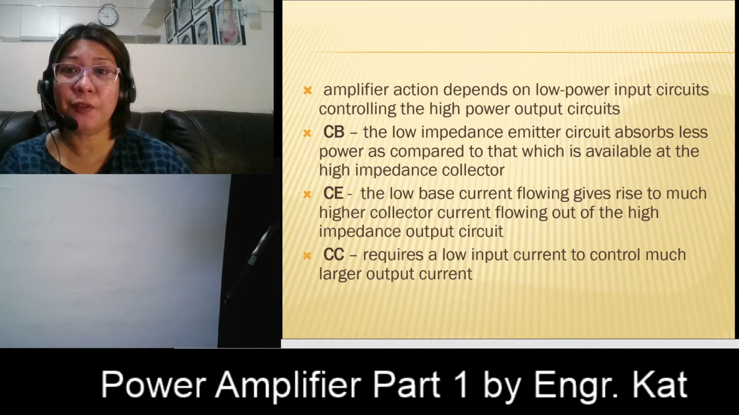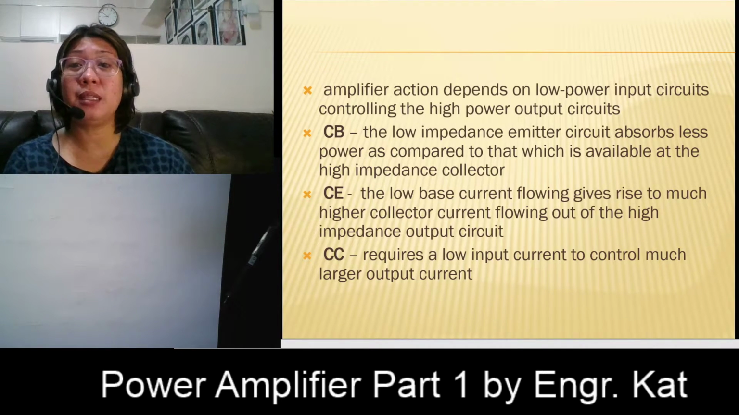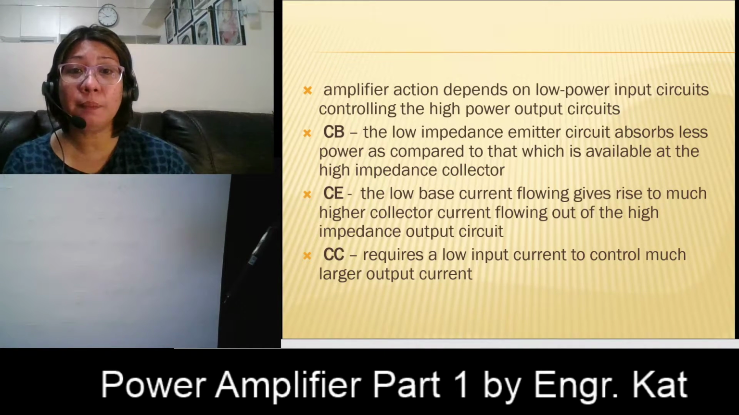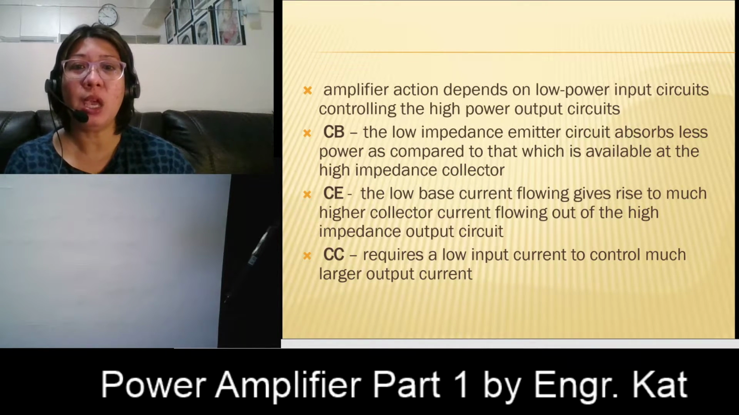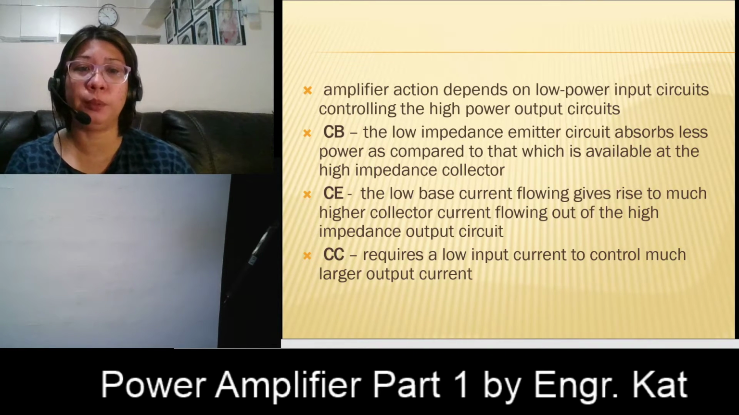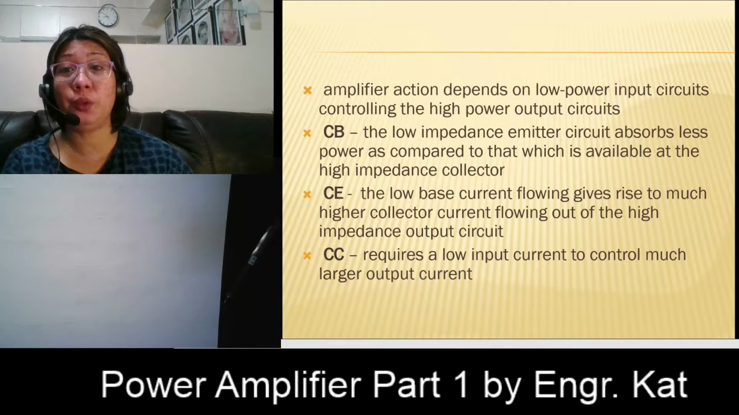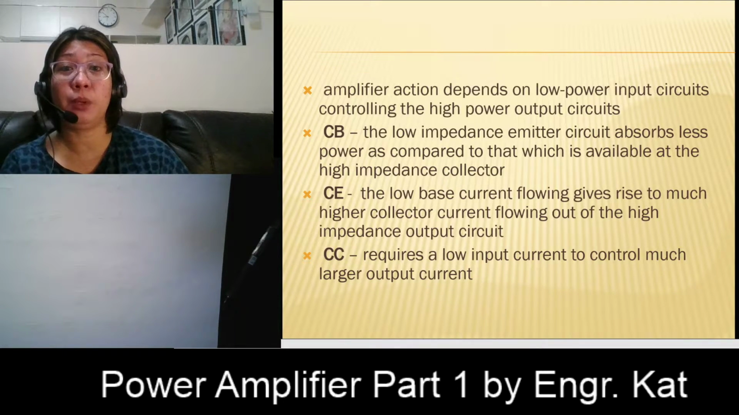Finally, for common collector, we do not usually make use of it as an amplifier because technically it has a unity gain for voltage amplification. We usually use it as an impedance matching device. This requires a low input current to control a much larger output current. It has only low input current because its characteristic is having the highest input impedance.